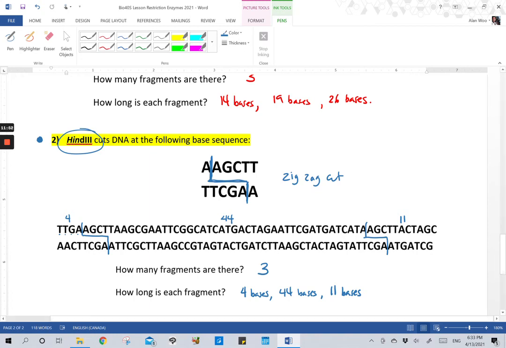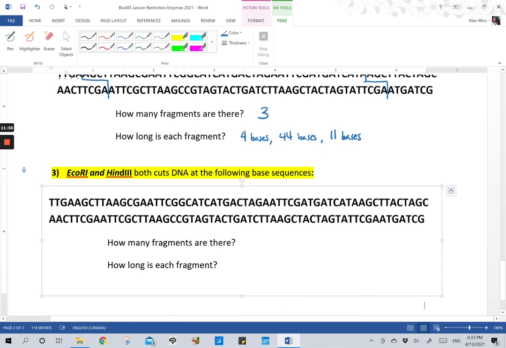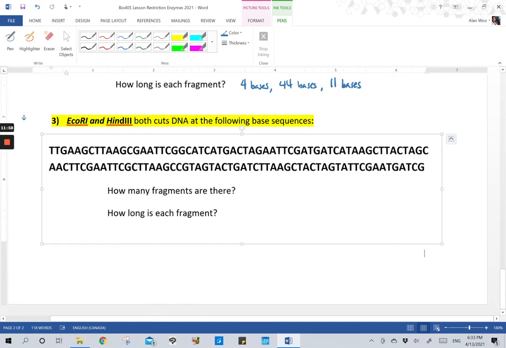So if you scroll down to the third section here, it's asking you to use both EcoR1 and HindIII to cut the DNA molecule below. So again, you can pause the video here, look for the base sequences for EcoR1, make your cuts, then go back and look for the base sequences for HindIII, and then make your cuts again. Once you do that, it will look something like this.